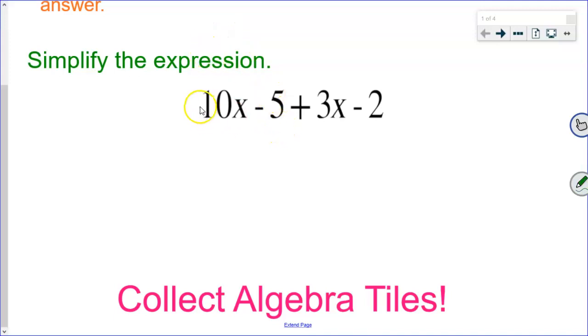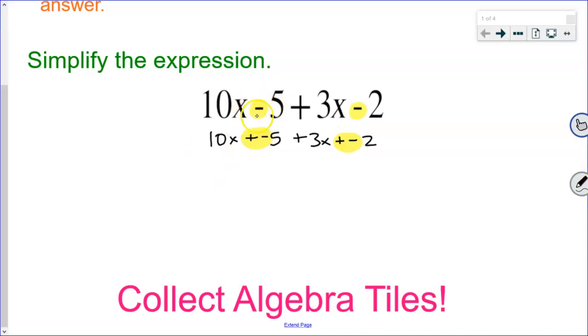And if we are drawing models here, the first thing that we need to recognize is when I'm subtracting, I can't represent subtraction with a model. So that's why I recognize that subtraction is the same as adding a negative. So 10x plus a negative 5 plus 3x plus a negative 2. Changing that subtraction to adding a negative makes it possible for me to, number one, represent it with a model, and it also makes it commutative.